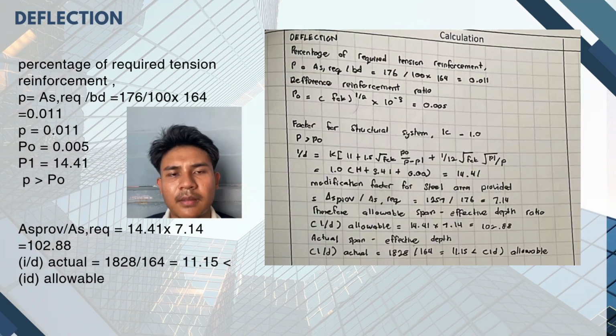So P is greater than P0. So next, for the AS prov divided by the AS req, we get 14.41 times 7.14. So we calculate and we get 102.88. So for the formula, we put the I divided by D actual equal to 1828 divided by 164. So we calculate, we get 11.50, less than ID. So it is allowable.